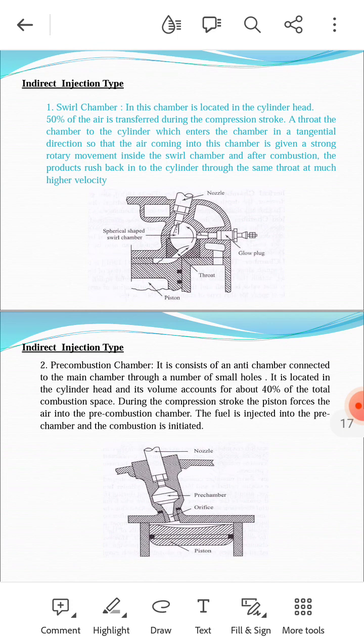Pre-combustion chamber. It consists of an antechamber connected to the main chamber through a number of small holes. It is located in the cylinder head and its volume accounts for about 40% of the total combustion space. During the compression stroke, the piston forces the air into the pre-combustion chamber. The fuel is injected into the pre-chamber and the combustion is initiated.